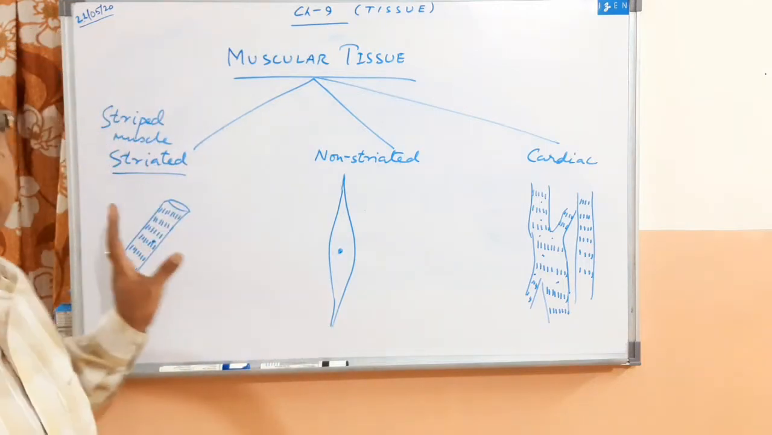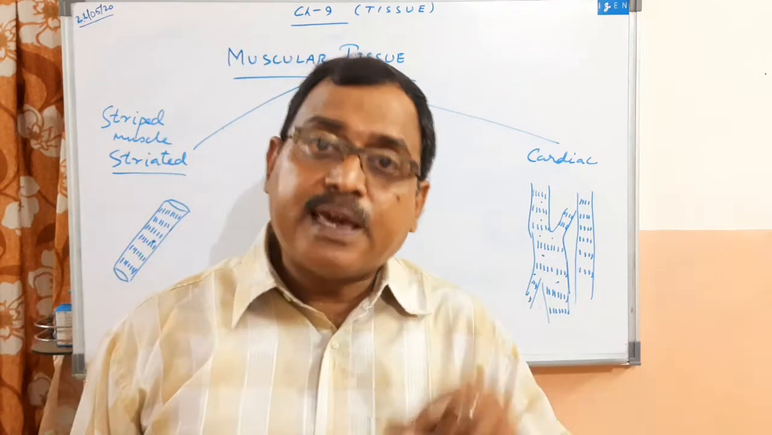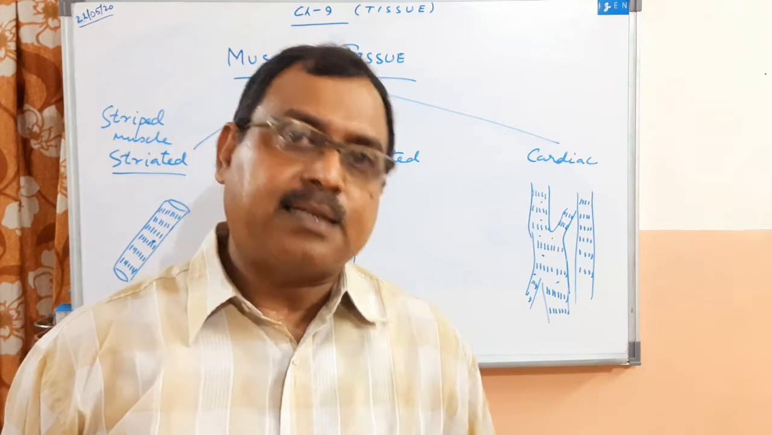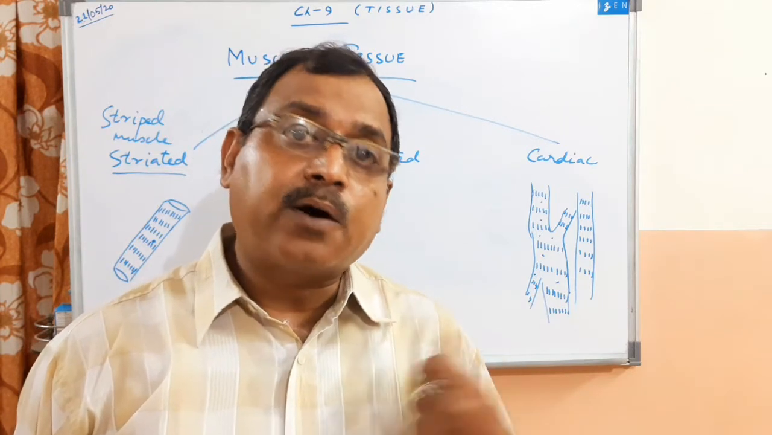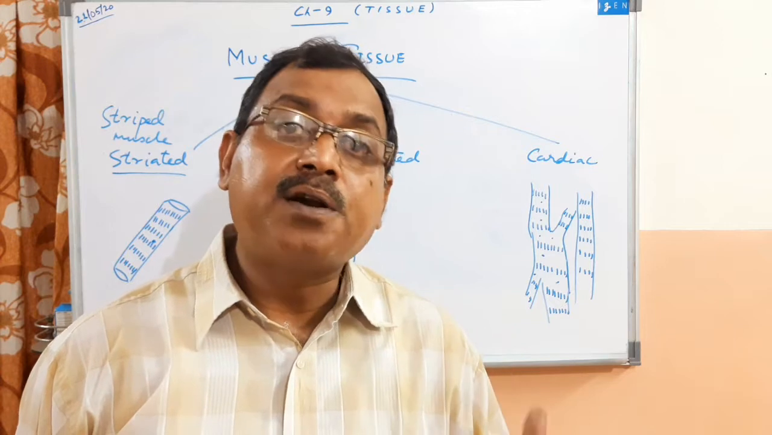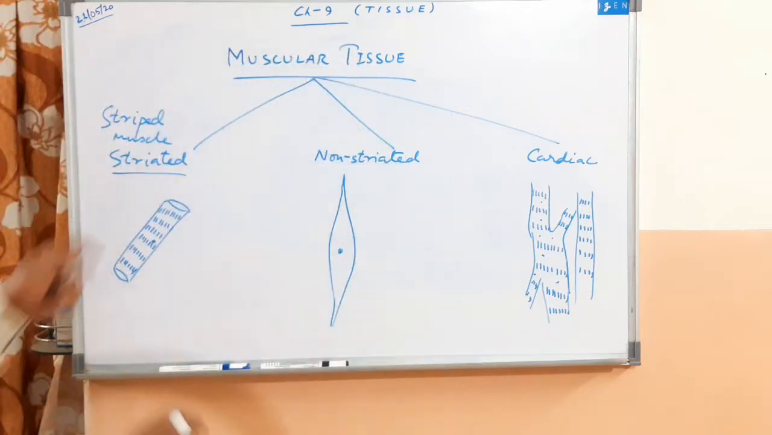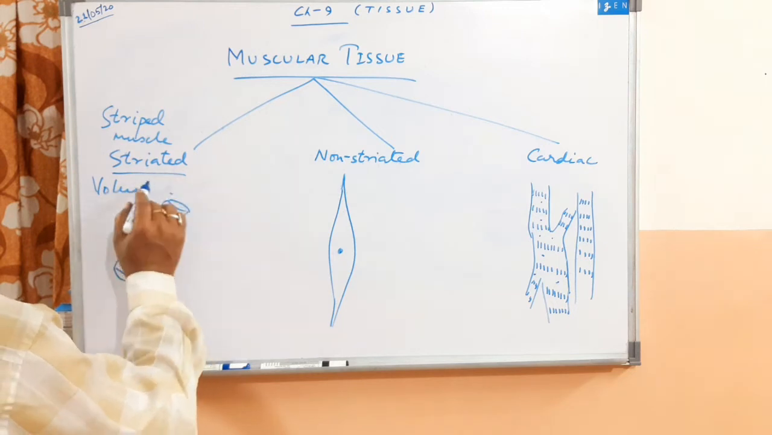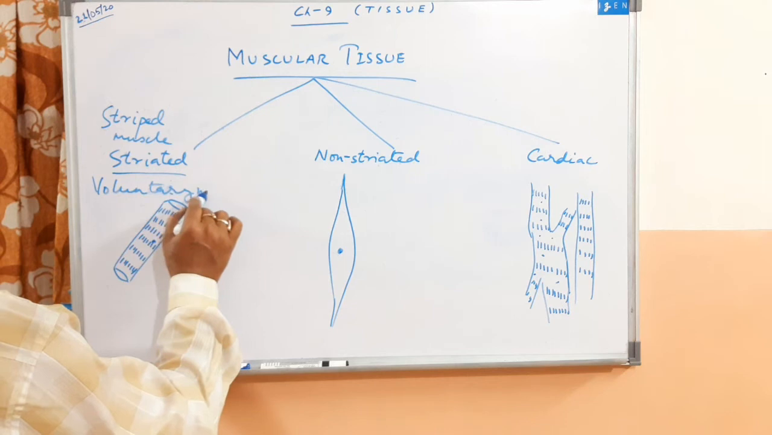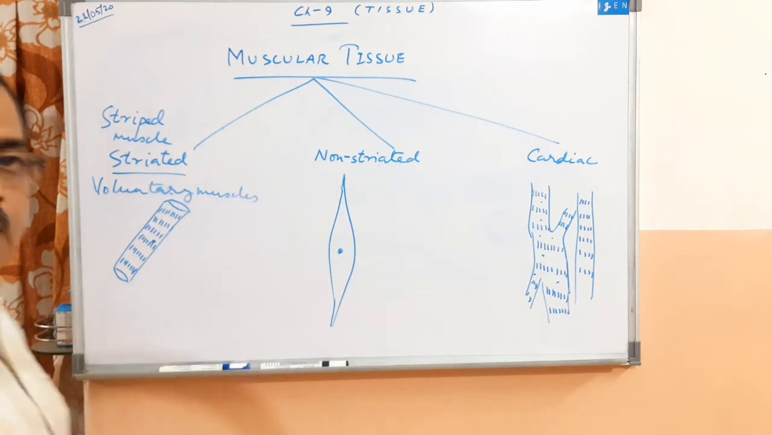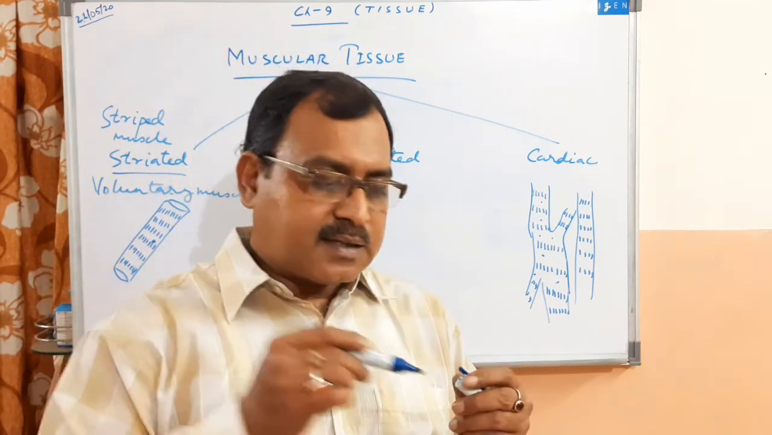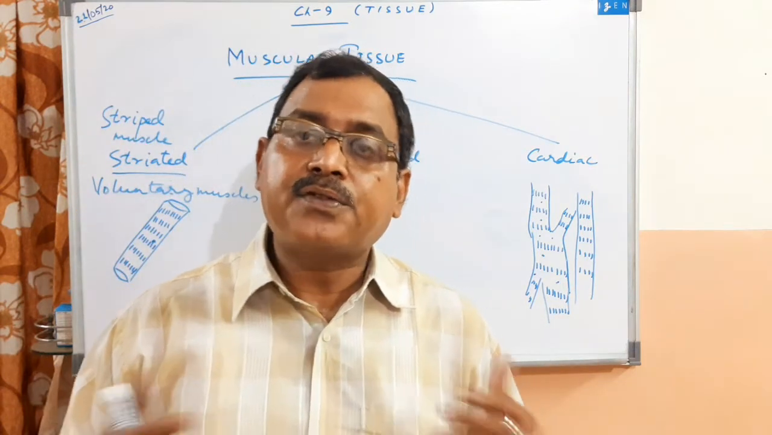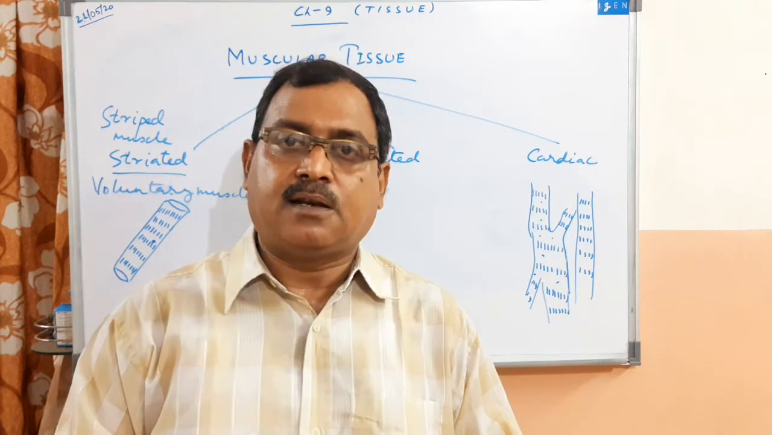Striated muscles are voluntary in function, means we can change the length of the muscle, we can extend or contract the muscle as per our own will, as per our own desire. That is why these striated muscles are also called voluntary muscles. Clear? The length of the muscle can be regulated as per our wish, hence they are called voluntary muscle.